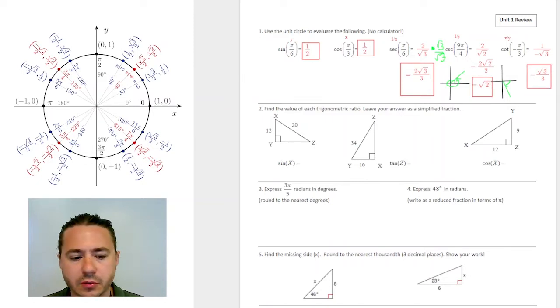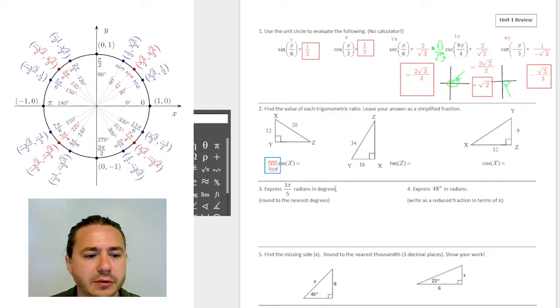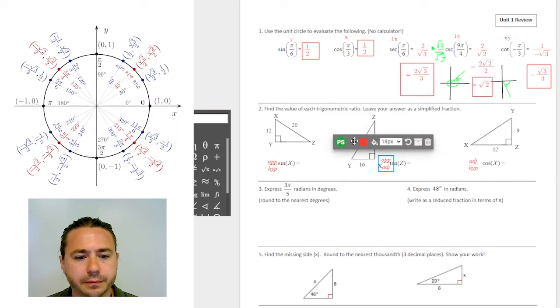Okay, let's do some triangles. With these triangles, we're trying to evaluate the trig ratio. So make sure you know your SOHCAHTOA ratios. Sine is the opposite over hypotenuse. Just to run through these real quick, tangent is going to be opposite over adjacent. And then finally, cosine is going to be adjacent over hypotenuse. So really it's just making sure you know what those ratios are here.